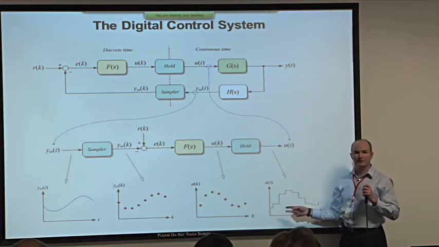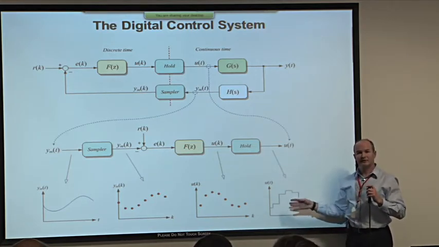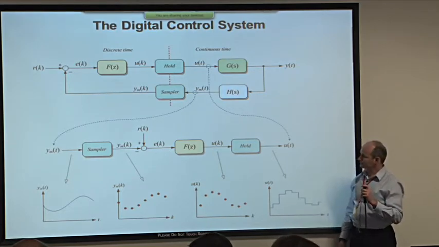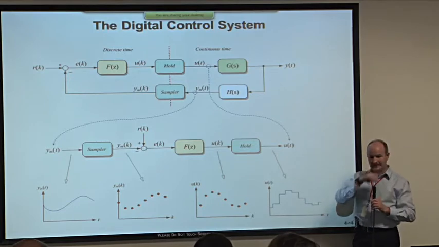The zero-order hold reconstruction element, I've called it the hold unit, that induces a phase lag as well, which is detrimental to performance. I'm going to describe each of these effects in turn.